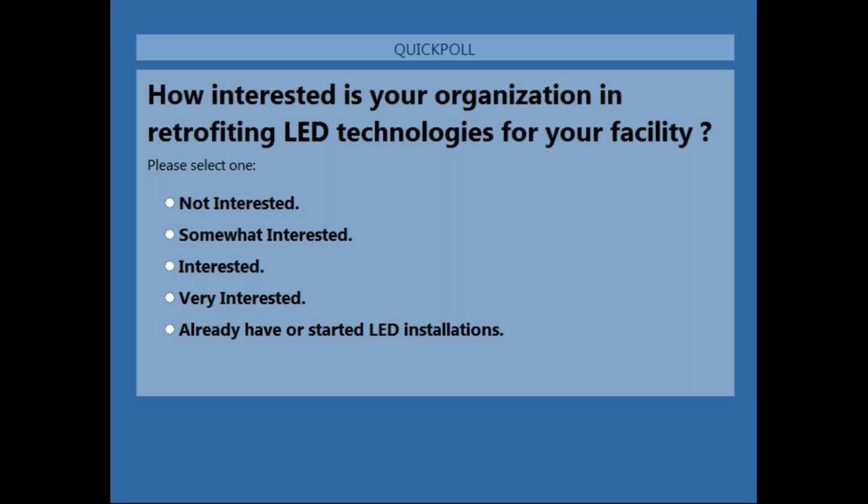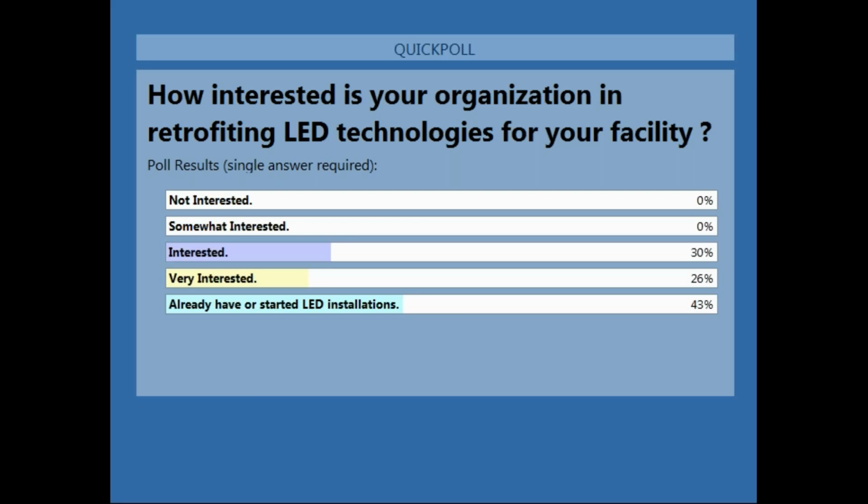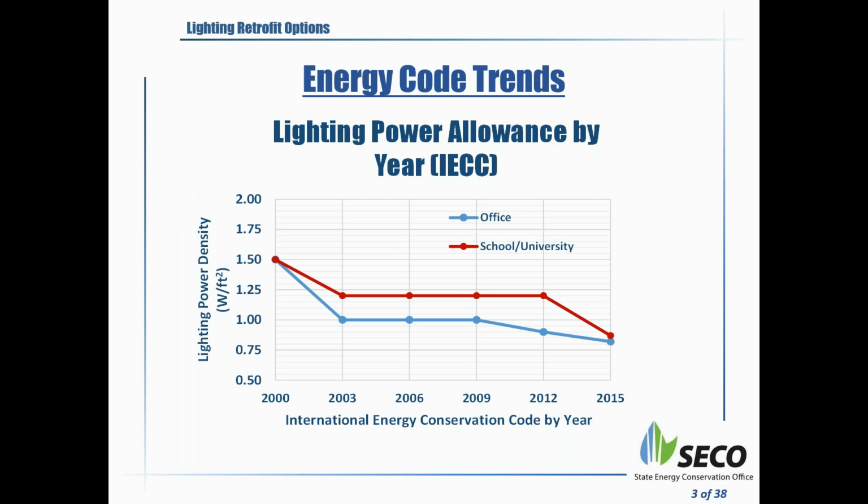All right, so the first poll was how many are interested in your organization doing a lighting retrofit. Basically, it looks like 43% have already started LED installations. 26% are very interested. 30% are interested. So again, 43% have already started some sort of LED lighting installations, 26% very interested, and 30% are interested. So that's good to know, and we'll cover most of your bases over here.